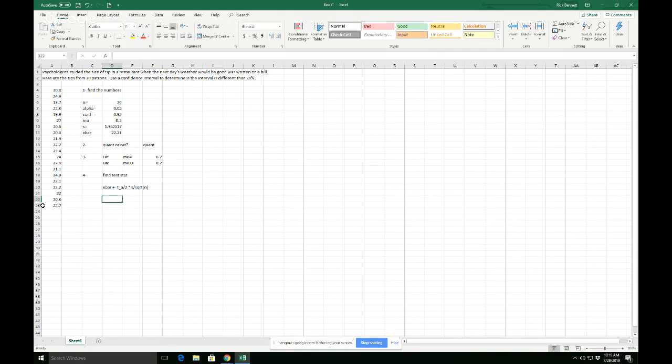Now, there are a couple other things that we forgot to get on here that we're going to need in order to do this. We need our T sub alpha over 2, right? We also need our degrees of freedom. I wonder what our degrees of freedom could be. 19, because there's 20 minus 1. Okay, so I've got my 19 degrees of freedom.